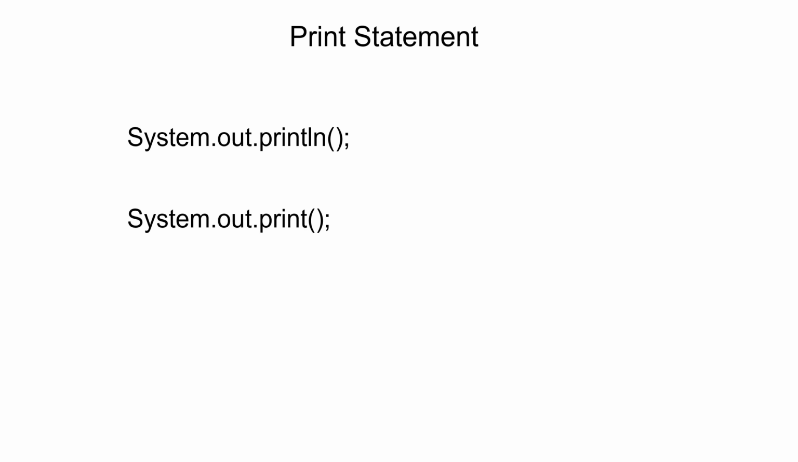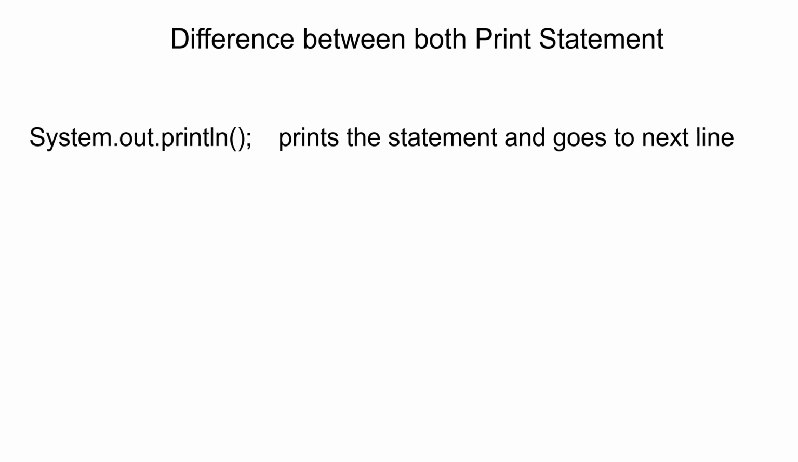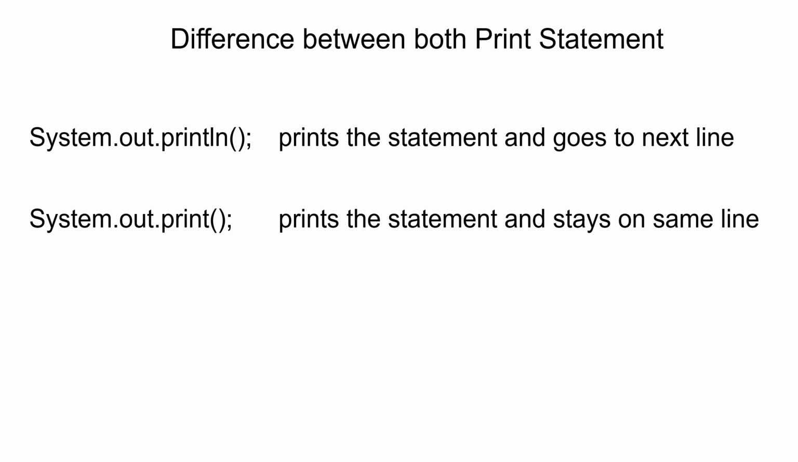Next topic is print statement. In Java, we can use a print statement in two ways. Number 1, System.out.println. Number 2, System.out.print. The main difference between both the print statements is, System.out.println prints the statement and goes to the next line, whereas System.out.print prints the statement and stays on the same line.